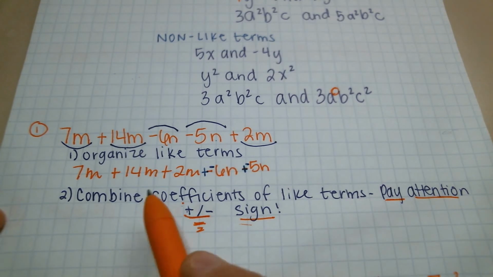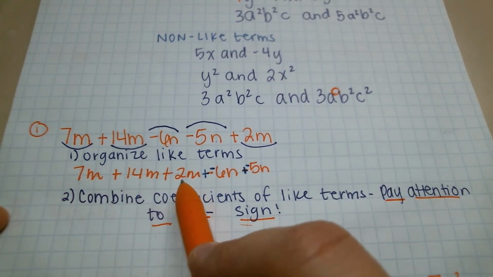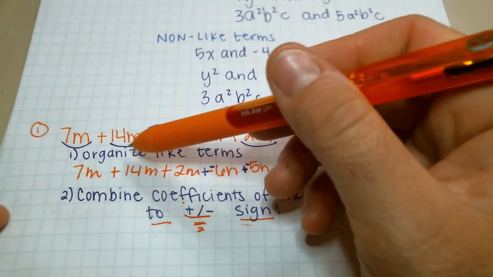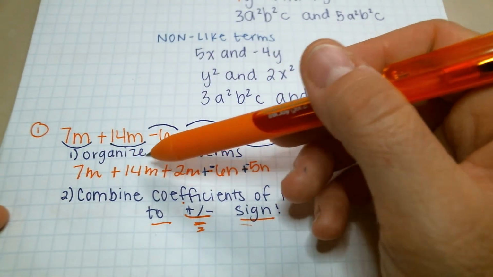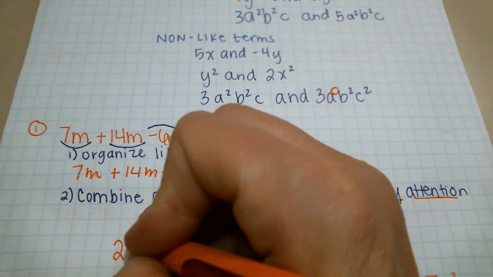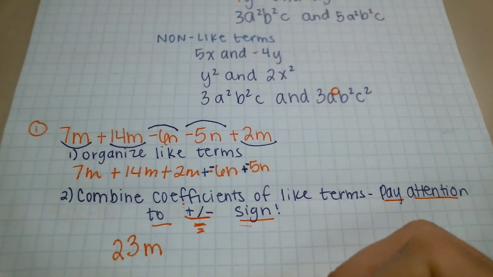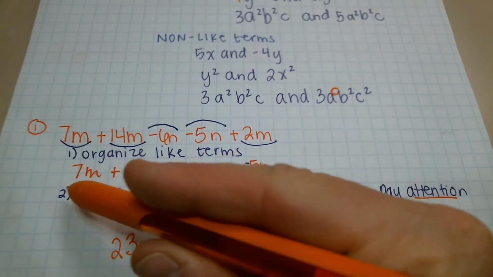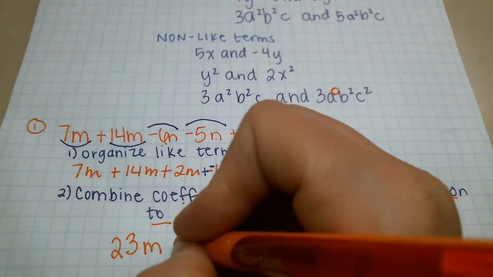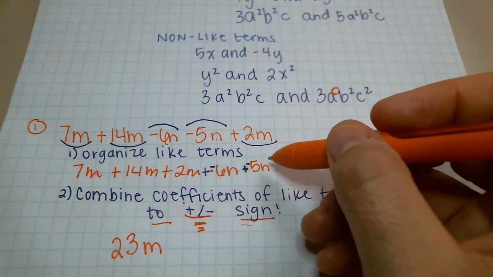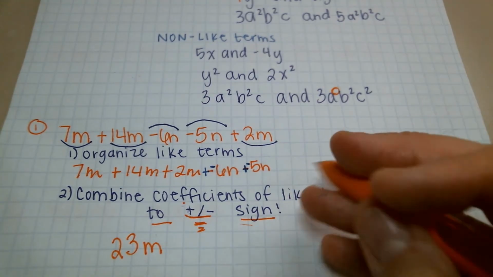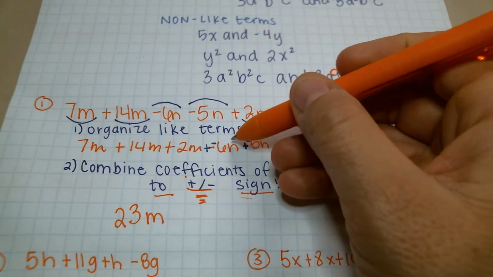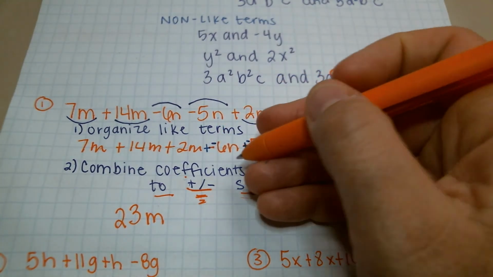All right, now I'm going to add the coefficients of like terms. So all of my m terms, I'm just going to add coefficients. So 7 plus 14 plus 2. 7 plus 14 is 21. 21 plus 2 is 23. The m is not going to change its exponent. It's still just m. I'm just adding the coefficients. Then I'm going to add negative 6n and negative 5n because they're like terms. The n, the variable's exponent, will not change. I'm just adding coefficients. So negative 6 plus negative 5 is negative 11.